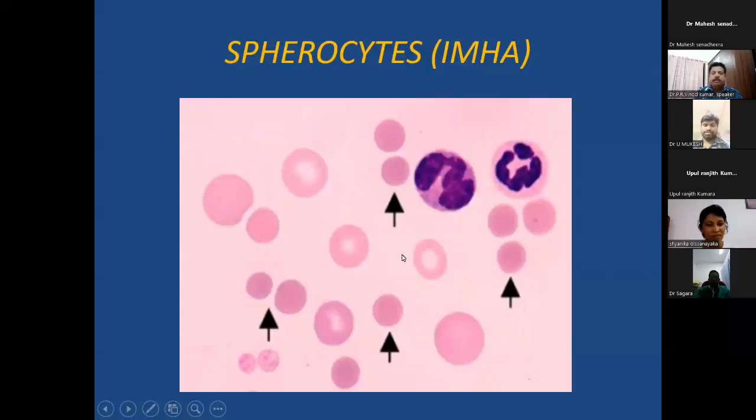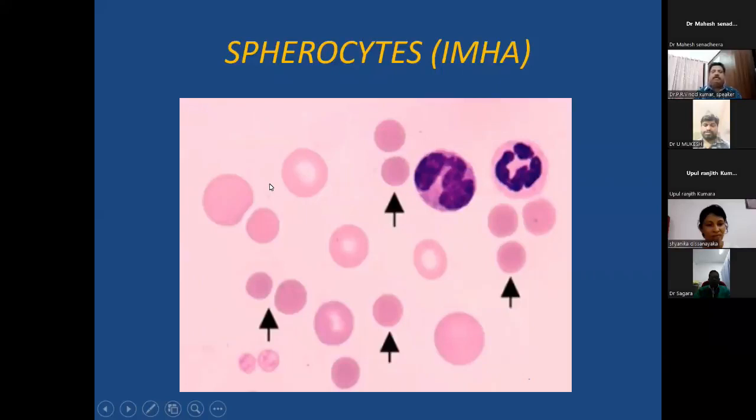And anisocytosis is also there. You can see the difference in the size. And these are all spherocytes. In the spherocyte, there is no central pallor, and you can say that it is so classical to immune-mediated hemolytic anemia.